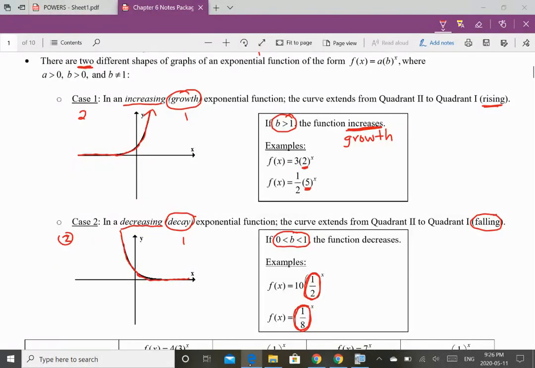These two functions, along with this function on the left, are all going to look a little bit different from each other, but they will all have the same basic shape. They will all start high up in quadrant 2 and then fall rapidly and then coast along the x-axis in quadrant 2 or quadrant 1. They will fall from one quadrant into the other.